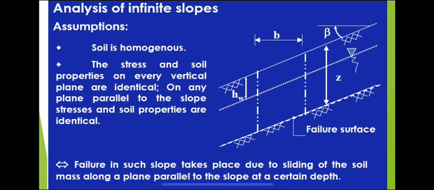Here from the figure we can observe that beta is the slope inclination, small b is the width of the sliding body, GWT is the water table, Z is the depth, and here the stable surface is the straight line, and the dotted line represents the failure surface.